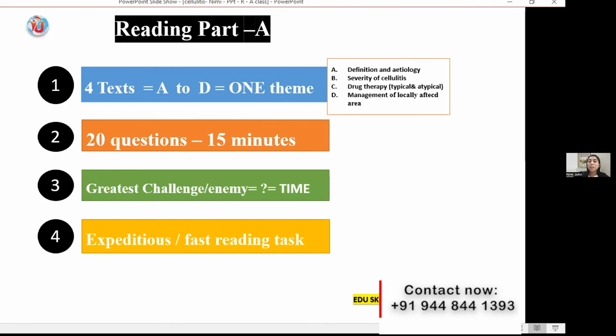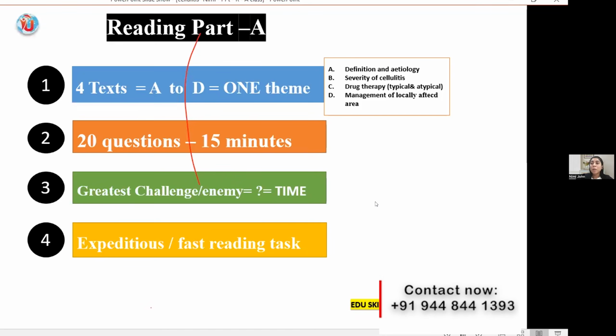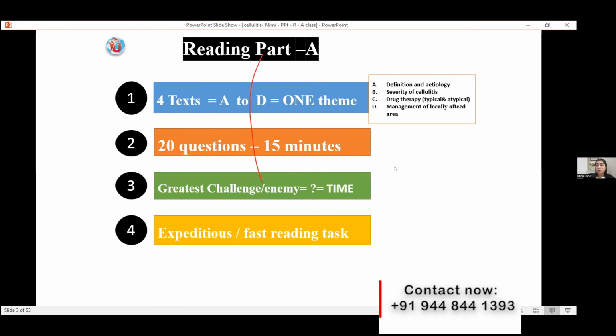Here, the greatest challenge or enemy is time. Only 15 minutes for the 20 questions. At first, maybe it's hard to finish within 15 minutes, but by practice, we can achieve it. So what you have to do is continuous practice with patience, and fast reading practice. This is also most important.